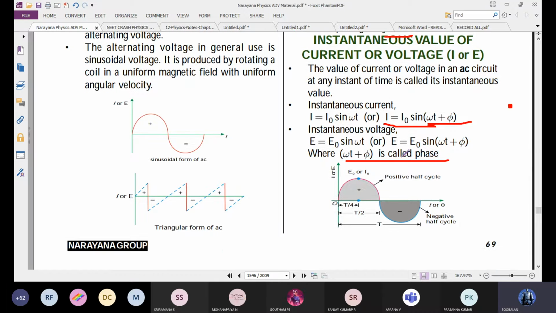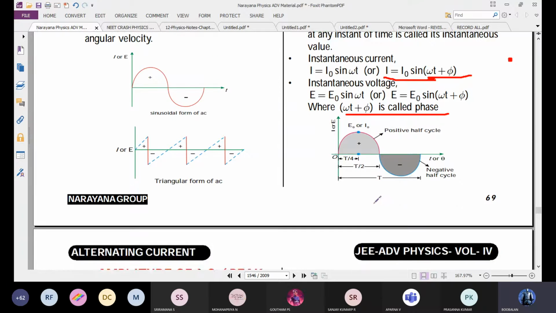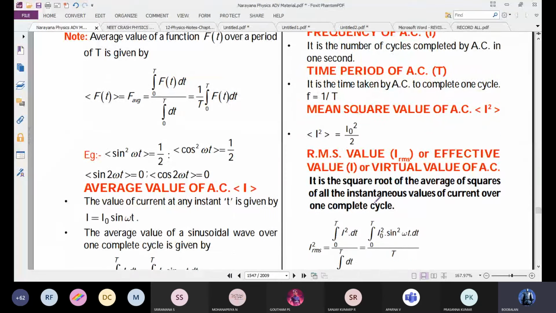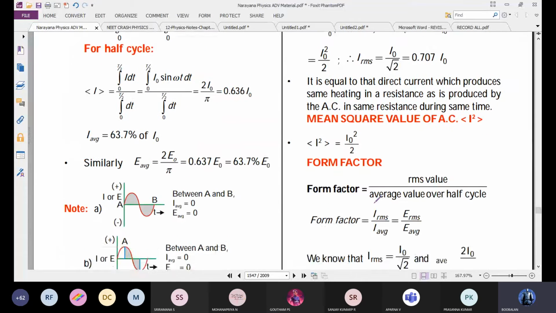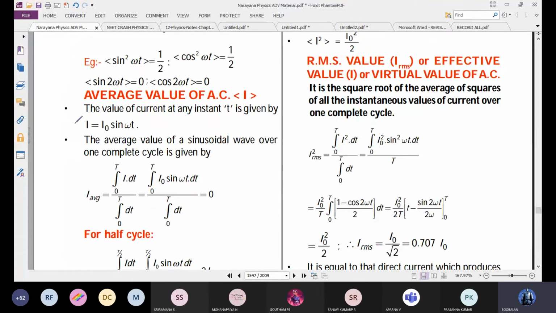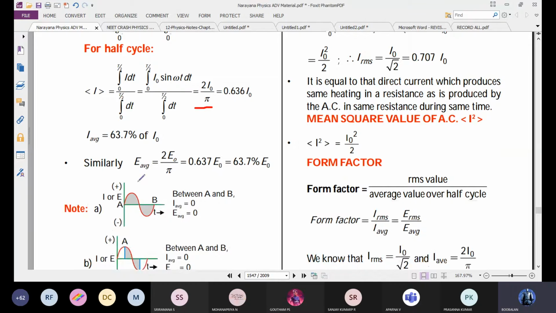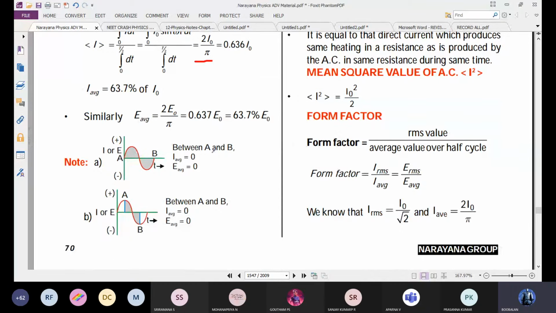Completed. So this is a positive half cycle, this is a negative half cycle. For the average value of AC over one complete cycle, the value is 0. Okay, for half of the cycle it is 2 I naught divided by pi. For EMF also the same. So between A and B, this is the average value of current and the average value of EMF. So both are also 0.